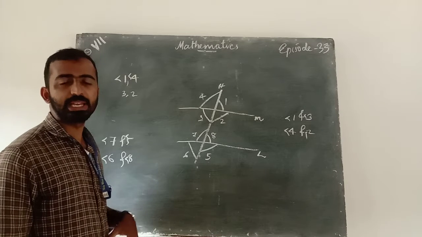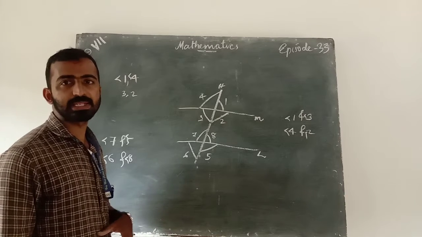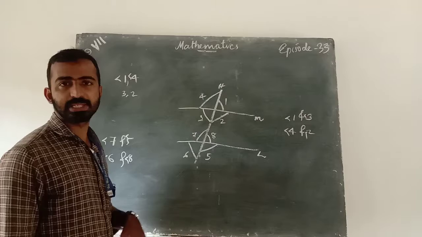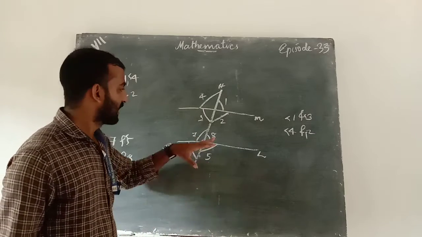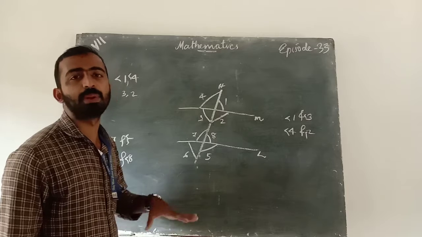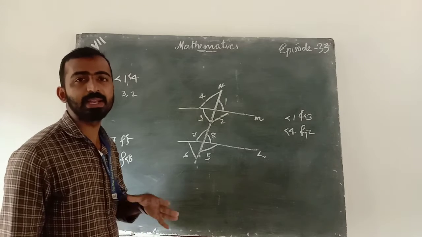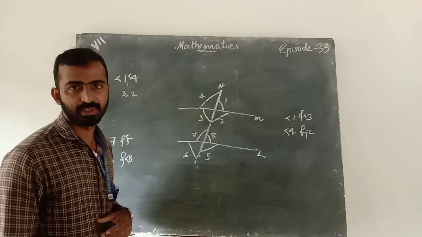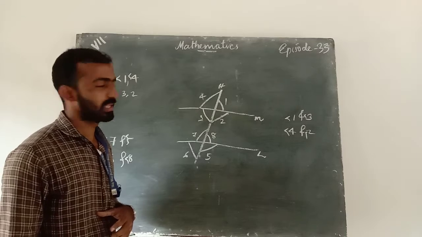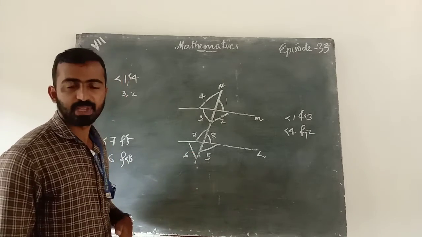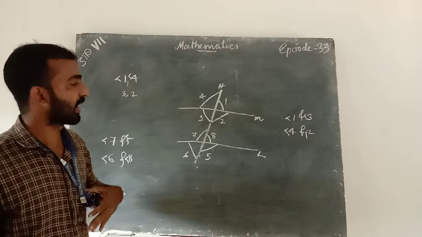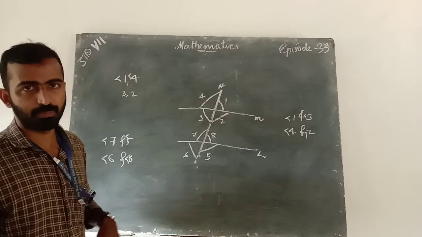What do you mean by linear pair? Linear pair angles means they have a common vertex and the angle sum is supplementary. Supplementary means 180 degrees. Is it? Yes. So here 5 and 6 are also a linear pair.